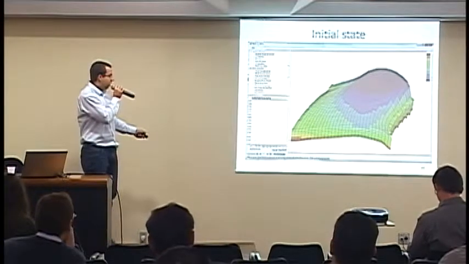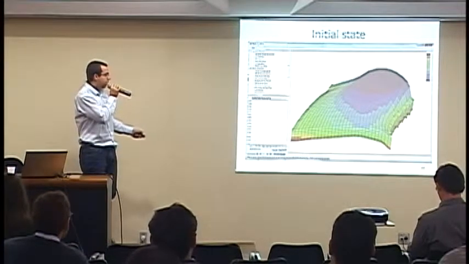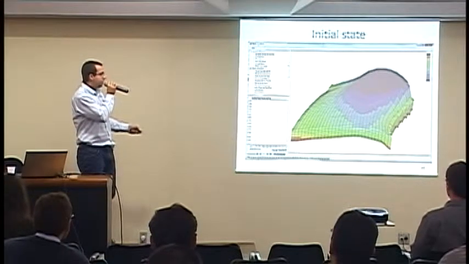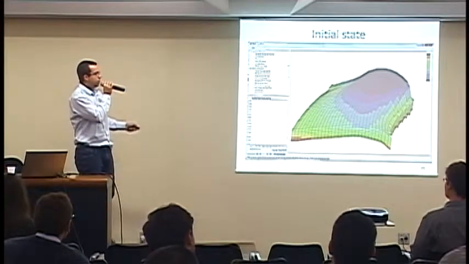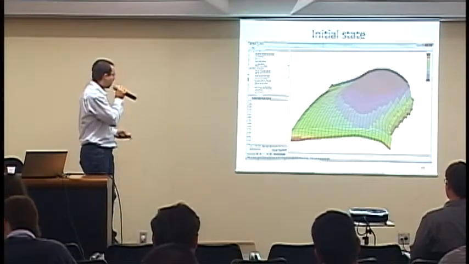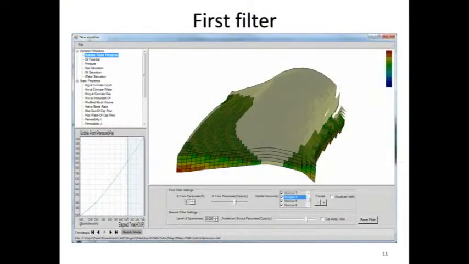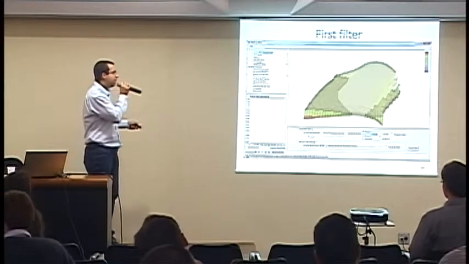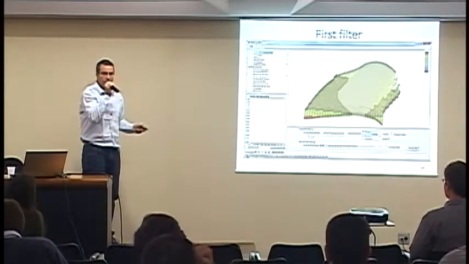So the user, with these sliders, is able to select a range of properties. And based on this, the cells which fall within this range will be selected. As I show here, those cells are the cells whose property is between this range of values.